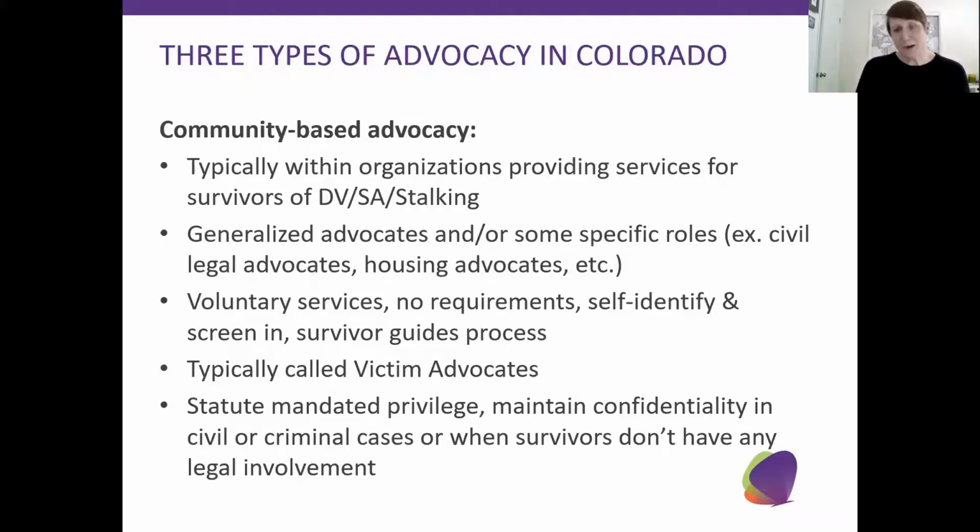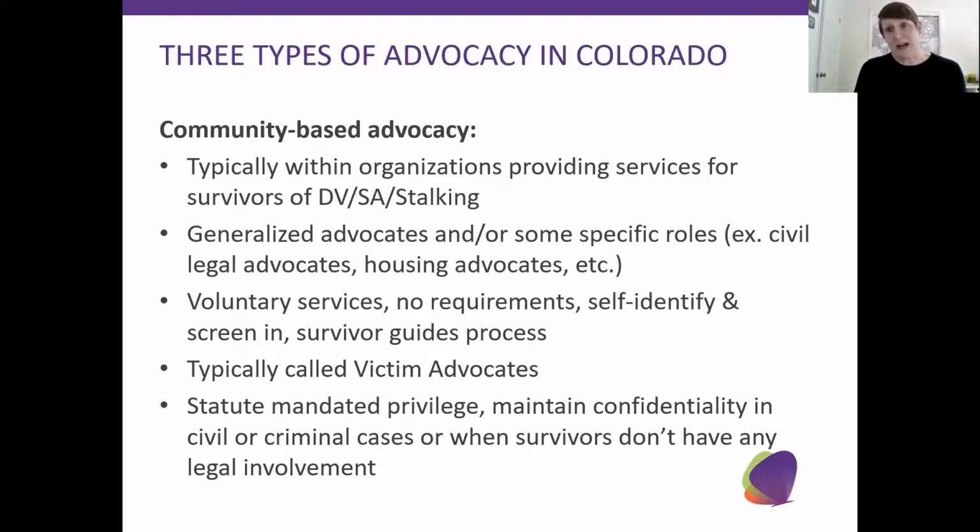And every domestic violence program around the state that supports survivors has a little bit different structure, and that's usually based on what the community needs are. It's just important to know that they don't necessarily all provide the same services in the same ways. So in terms of community-based advocacy, services are voluntary. There are no requirements. Survivors self-identify and they're screened in, and survivors really guide that process.